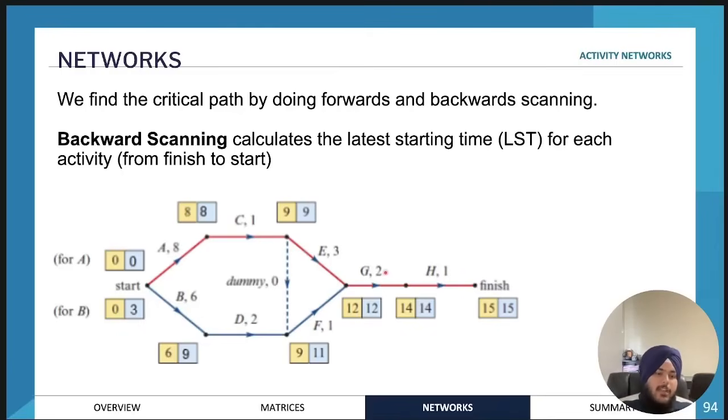So those are the latest starting times for this path. If we look at this path, however, we have 9 minus 1, which is 8. So for example, for C, we have 2 paths going in. We have E and we also have F.